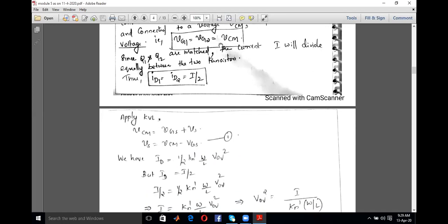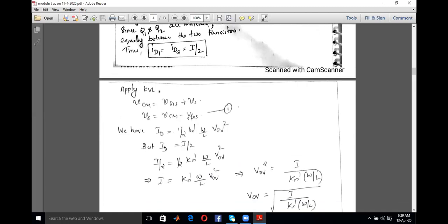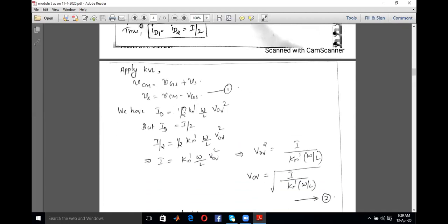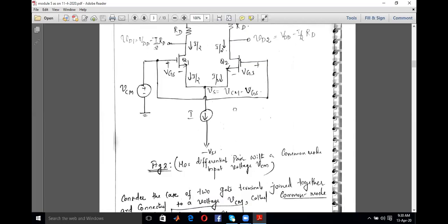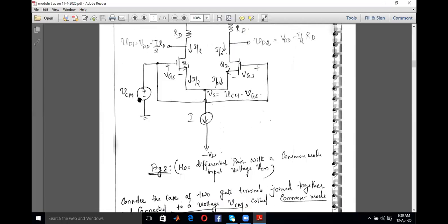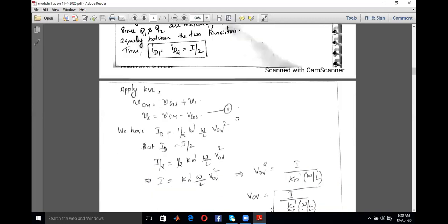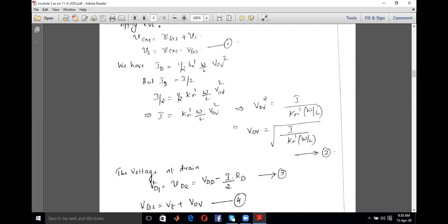This is what I have explained just now. If VG1 and VG2 are VCM, obviously the two currents will be same, and if the two currents are same, your output is zero. Now, I would like to derive the equation for VOV, because this is very necessary for our further operations. For that I have applied KVL. Through KVL, we get VS as VCM minus VGS. What is VS? I'll go back to the circuit. This is VS. VS is equal to the total voltage minus VGS. So you can write VS as VCM minus VGS.